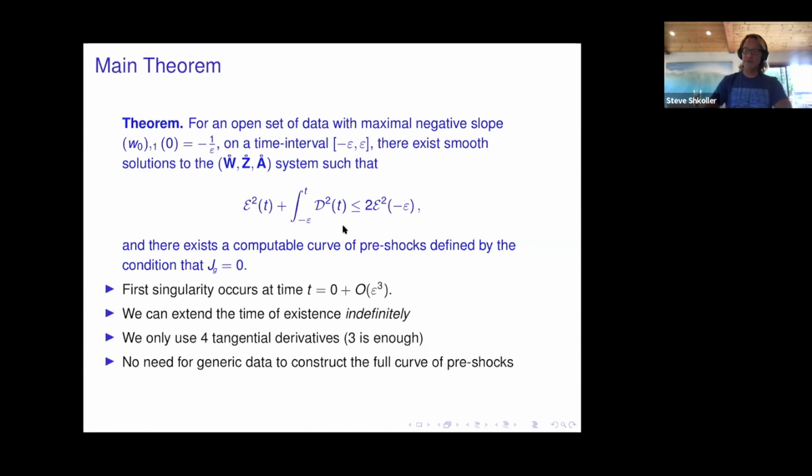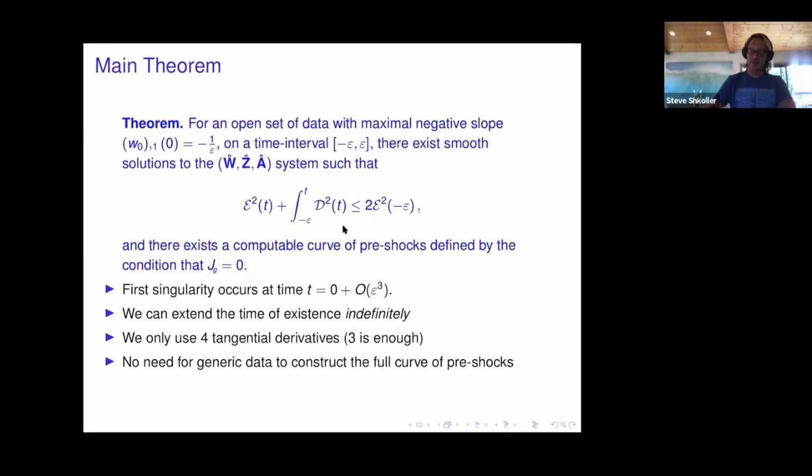There exists a time interval, which roughly starts at -epsilon and goes up to time epsilon. You can actually go much further, but I'm just writing it this way. There exist smooth solutions to this WZA system, such that these energy norms are essentially bounded by a little bit more than the initial data. And there exists a computable curve of preshocks defined by the condition that the Jacobian determinant vanishes.